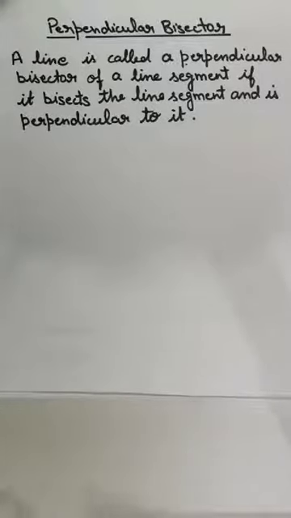Okay. So if a line is dividing a given line segment into two equal parts and is perpendicular also, making the angle of 90 degree also, then it is said to be a perpendicular bisector. It will be more clear to you with the help of an example. See the example now.